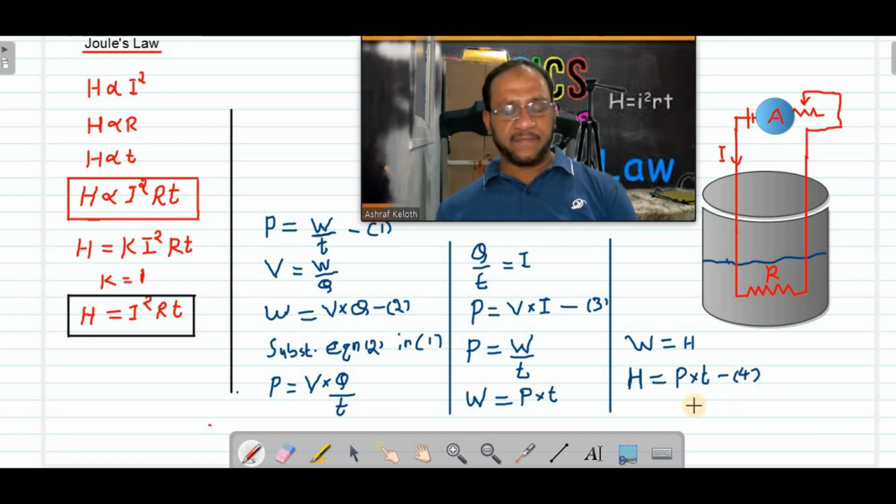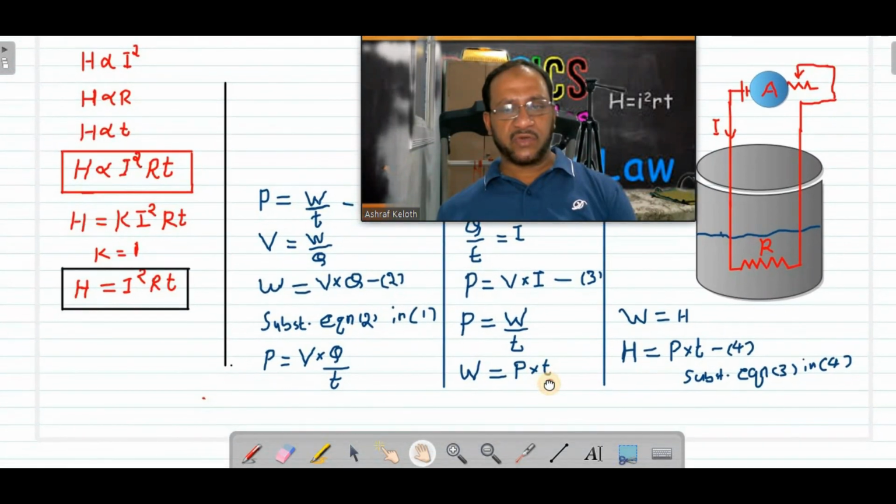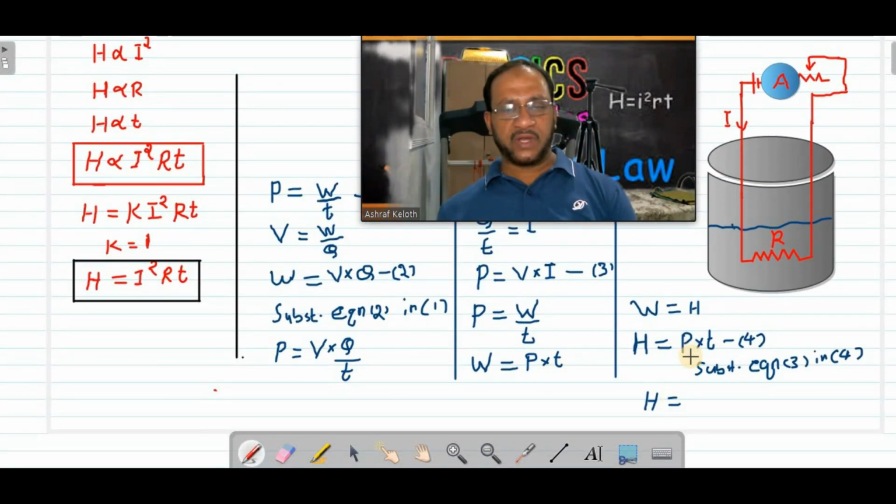Now what is equation 3? P is equal to V into I. Now we are going to substitute equation 3 in 4. What will be the equation now? If I substitute the equation 3, instead of P, I can write V into I. The equation becomes V into I into T. So heat energy produced in the circuit is VIT. Voltage, potential difference into current into the time of flow will give the heat energy. This is equation number 5.